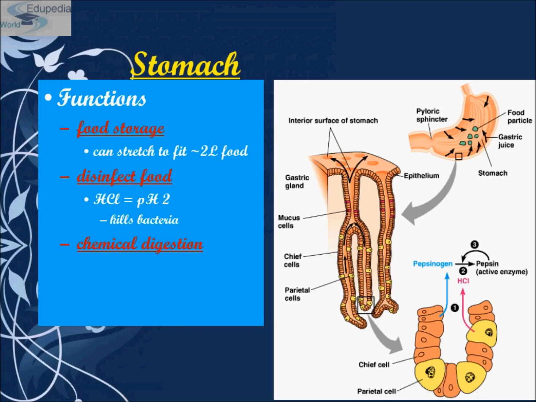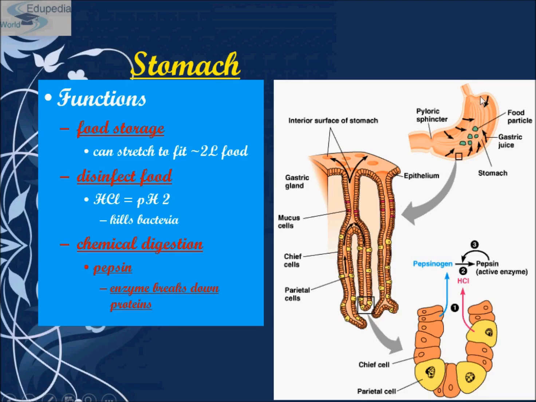Chemical digestion takes place in the stomach. Pepsin helps in it, as I have told you, which is the enzyme that breaks down protein. This is an illustration of a stomach. These green particles are the food bolus, or food particles that have been broken down. This is the pyloric sphincter, this is the fundus part, and this is the cardiac stomach part.